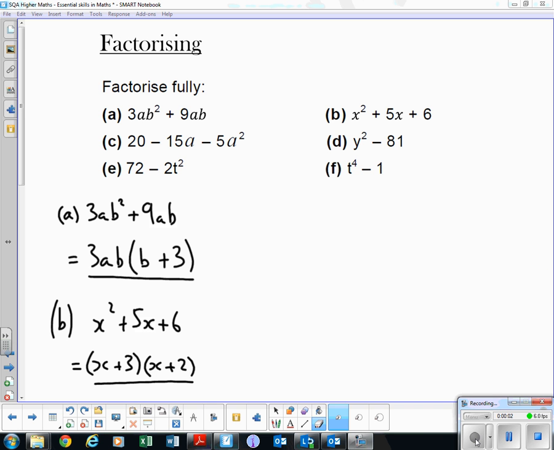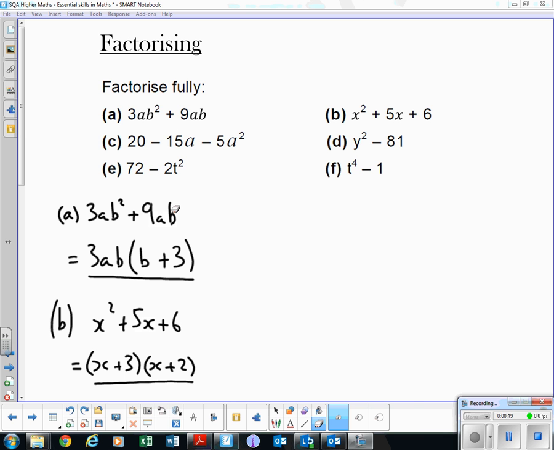We have the Higher Heinemann Maths Essential Skills exercises. This is exercise 4, factorizing. This is an important one. You need to be able to do this in your sleep if you're doing Higher Maths. So let's go through some examples.